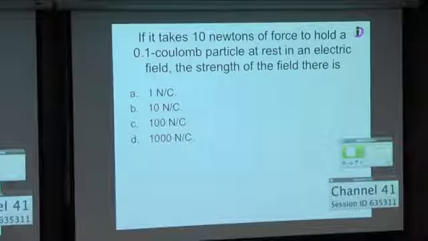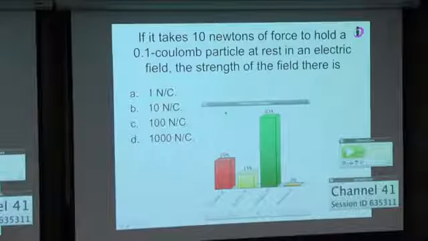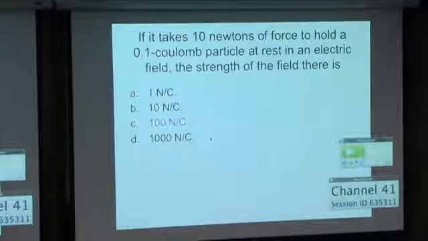Let's see. It looks like most people have settled. Should I start counting? 10, 9, 8, 7, 6, 5, 4, 3, 2, 1. Most of you said C, and that is correct.